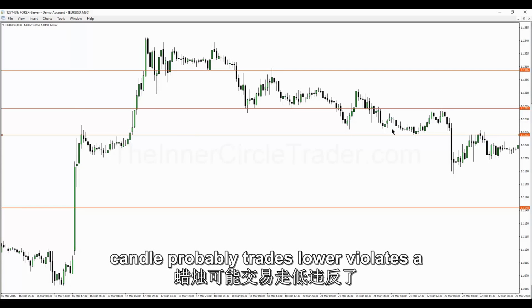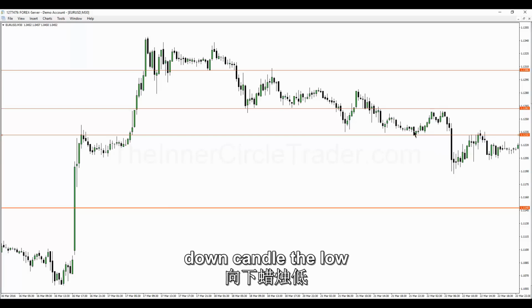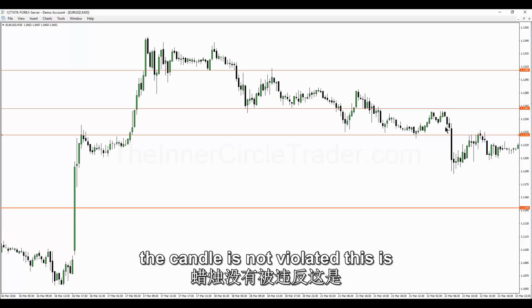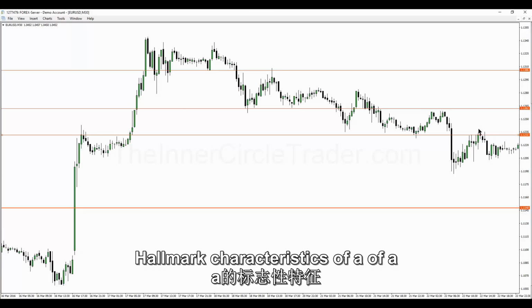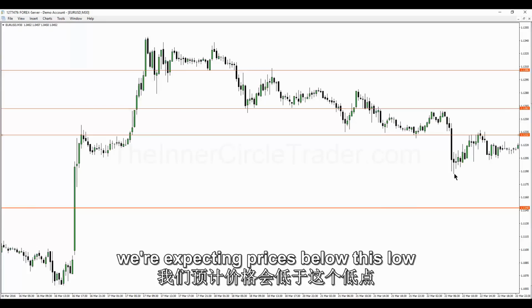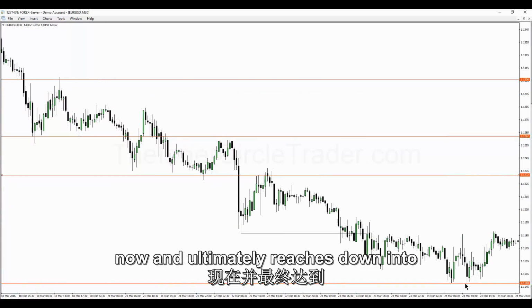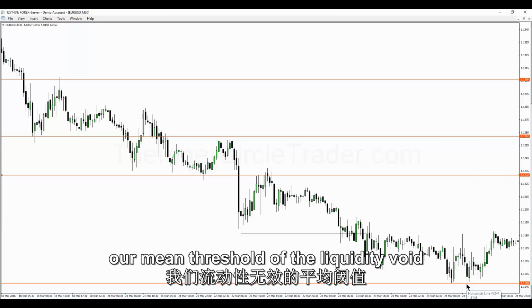Price trades lower, violates, a very convincing break down here. Last down candle, the low, trades up. Now again, notice the body of the candle is not violated. This is a hallmark characteristic of a mitigation block. Price trades up into it. We're expecting prices below this low now, and then ultimately reaching down into our mean threshold of the liquidity void.